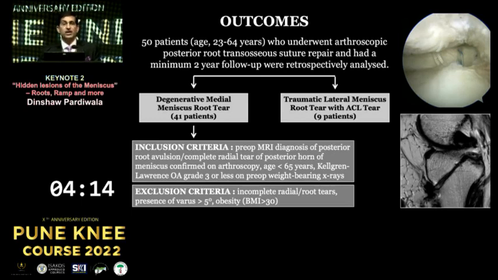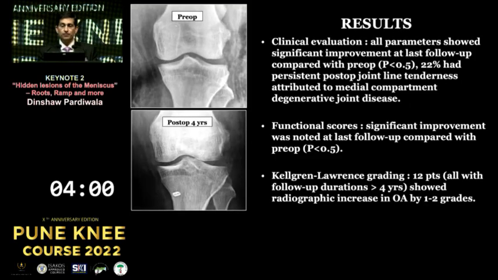A few years back, we assessed our outcomes with 50 patients of transosseous root repairs, and these were retrospectively analyzed. We had 41 which were medial meniscus and 9 which were lateral meniscus. And the interesting finding that we had was, although all clinical parameters initially showed good improvement, about 22%, that means almost a quarter of these patients, still had some residual medial compartment pain. And I think that's primarily because of the degenerative joint disease. This is a degenerative problem, and you're not going to get away with that with a mechanical sort of fixation. But at least you do get 75% that do have a lasting improvement of their pain.